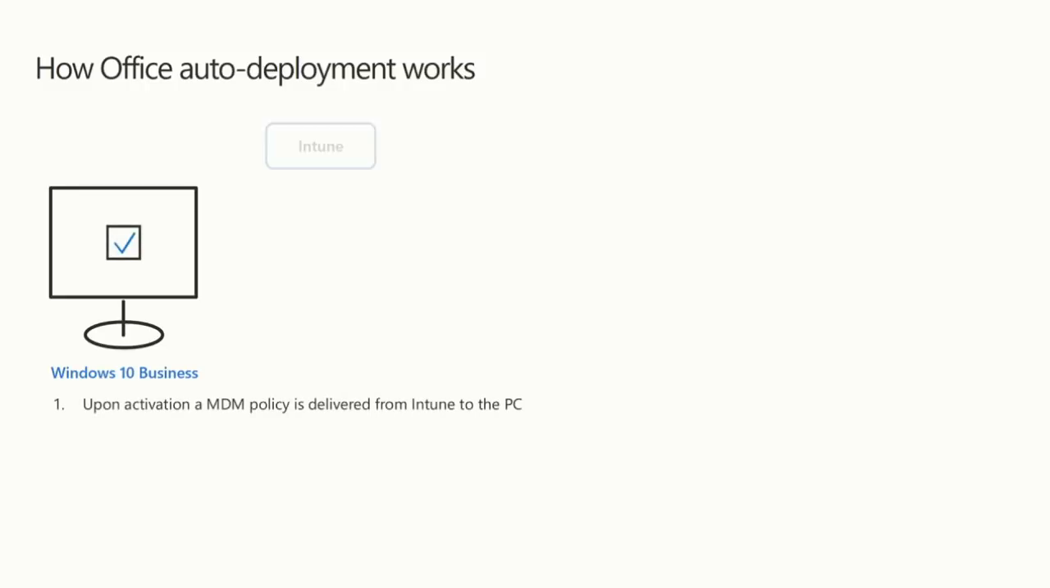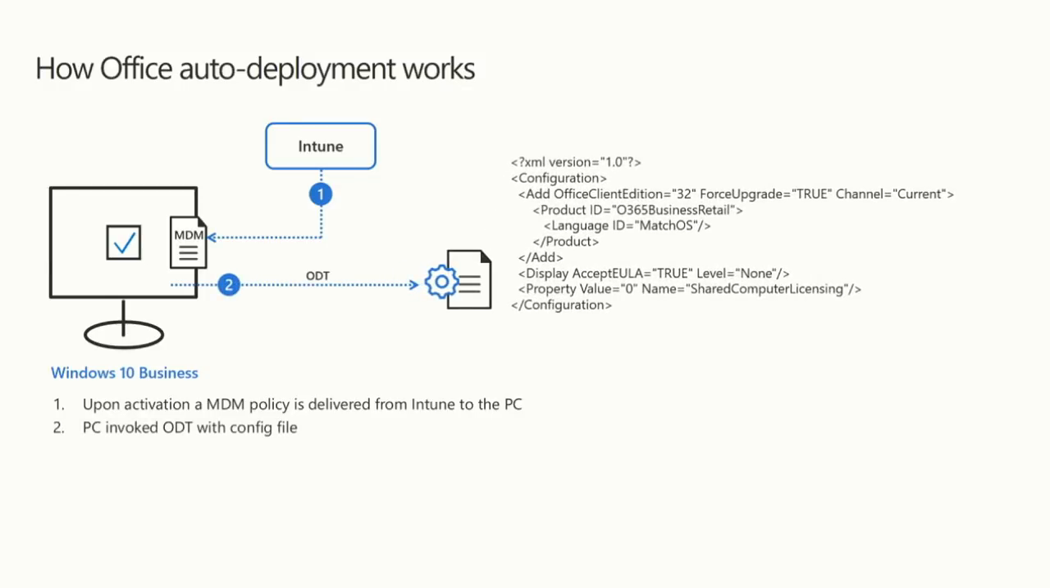Now let's see, how does it work really? The way it works is, once the admin configures or elects to deploy this, and upon a device getting into Windows 10 business state, Intune pushes a signal through, an MDM policy that gets pushed from Intune onto the device. And on the device, there is a piece of code on the Windows client which gets activated.